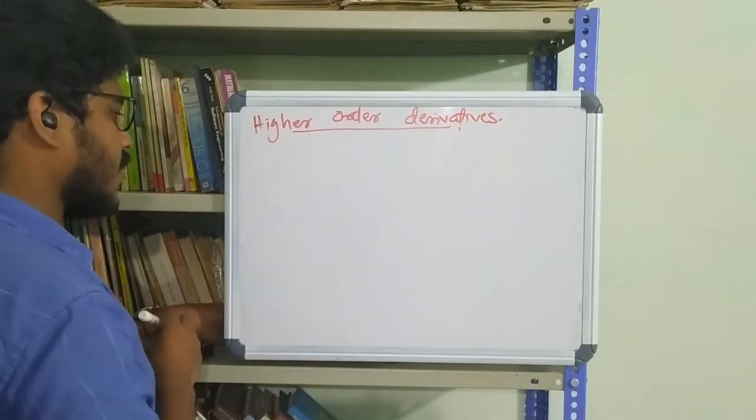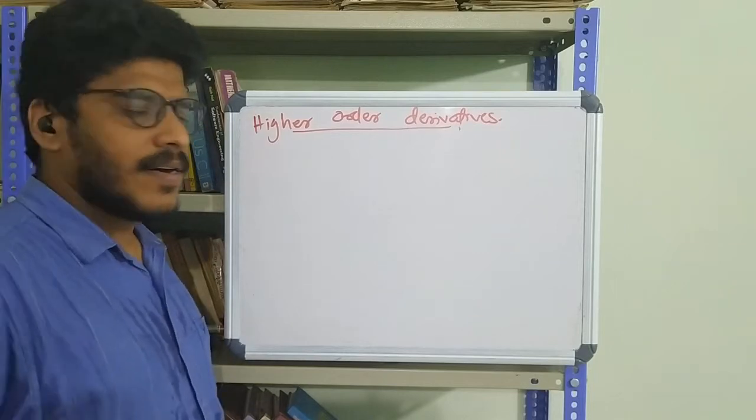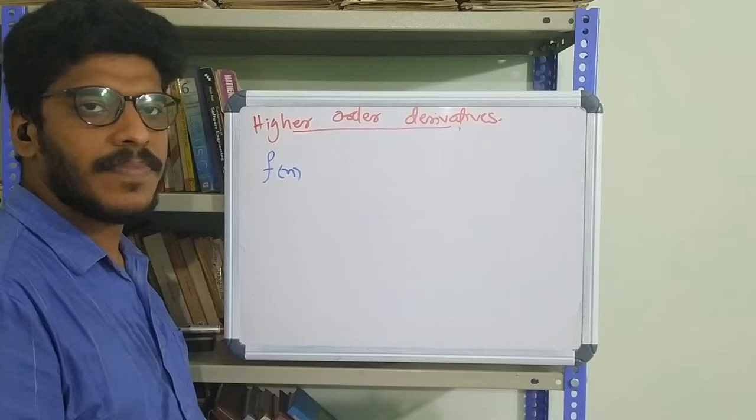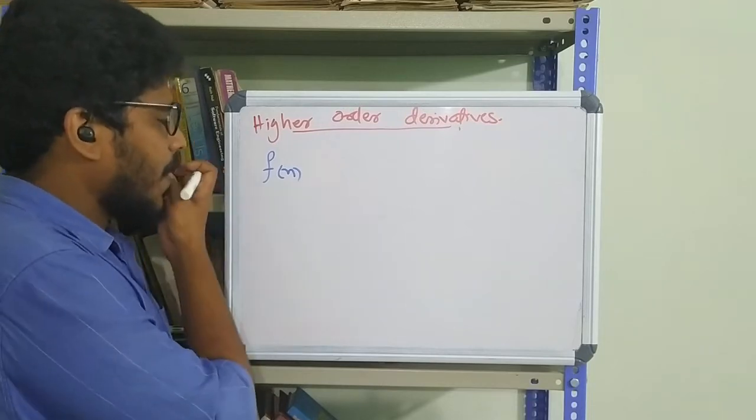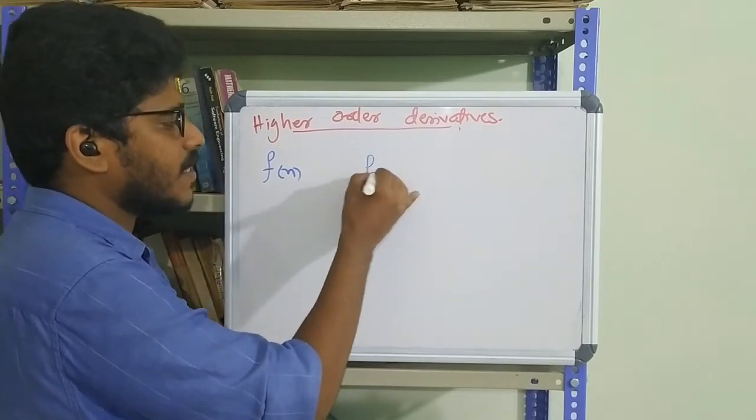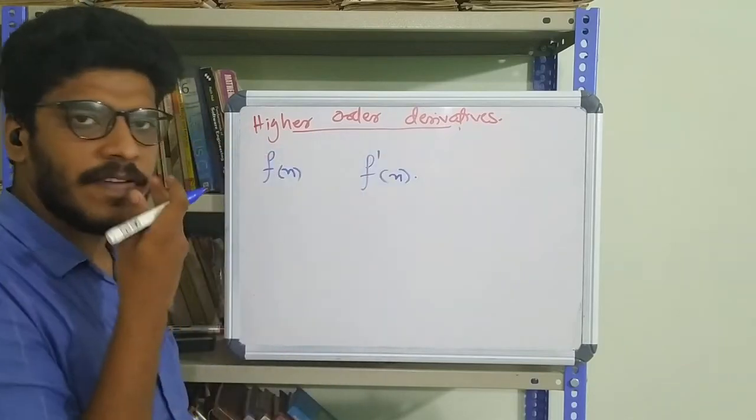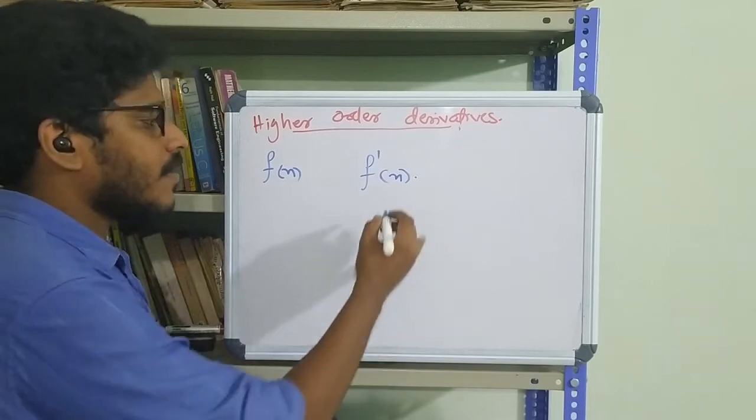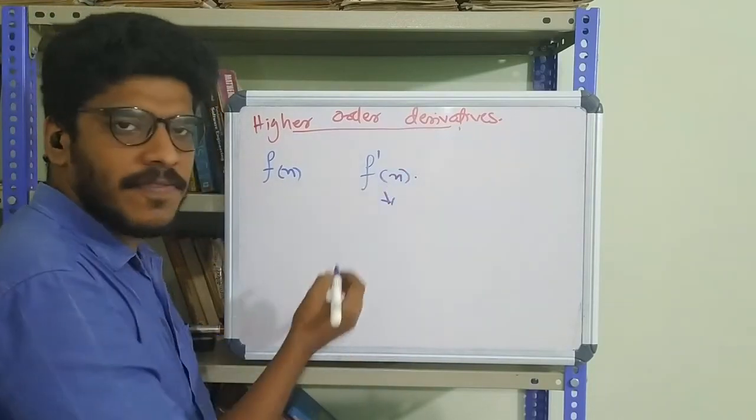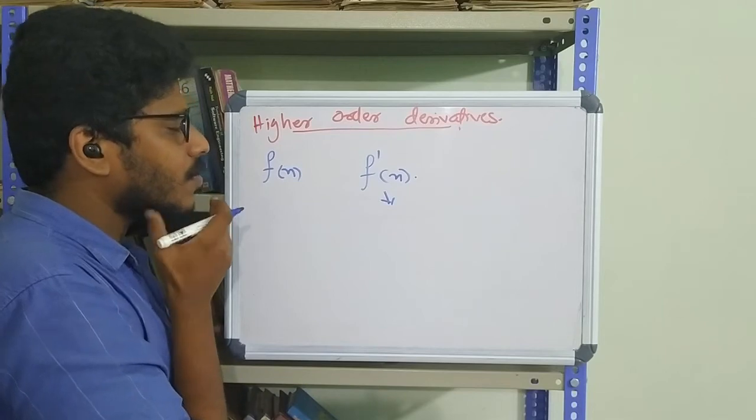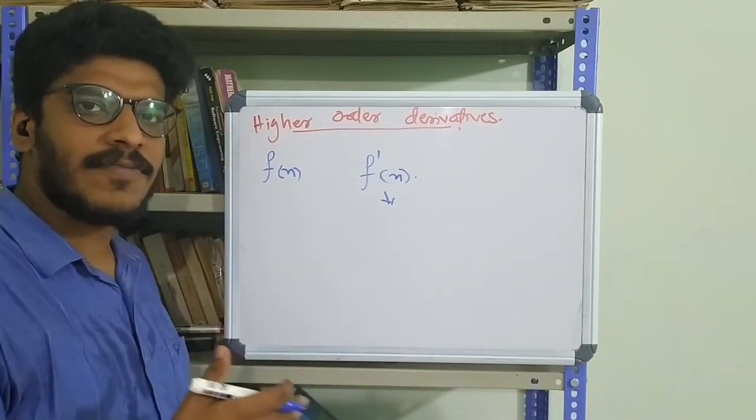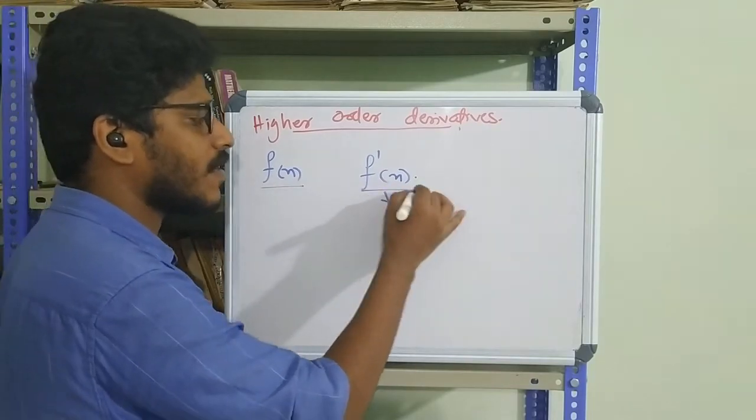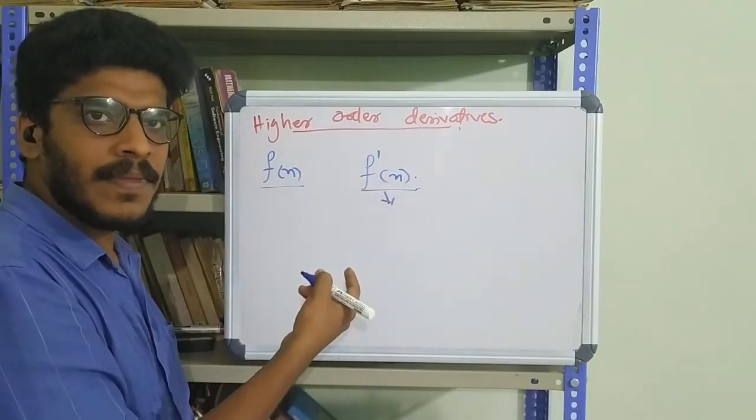So what are higher order derivatives? Suppose we have a function f of x, and we perform the operation differentiation and find the derivative f dash of x. This is called the first order derivative, and this is again a function of x. So we can think about differentiating it once again. Just like f of x, f dash of x is again a function of x.